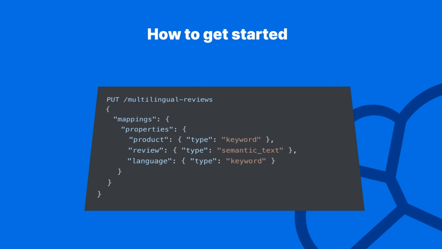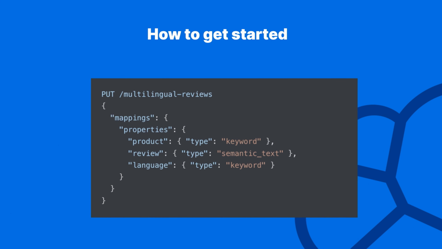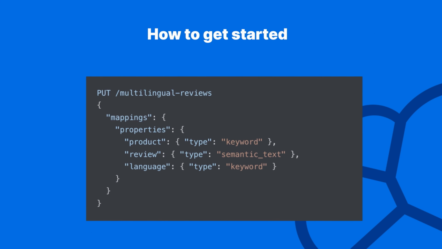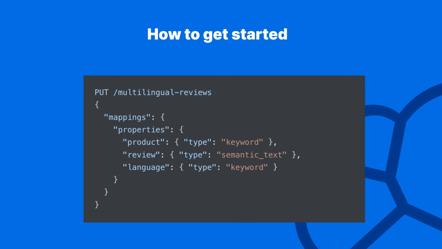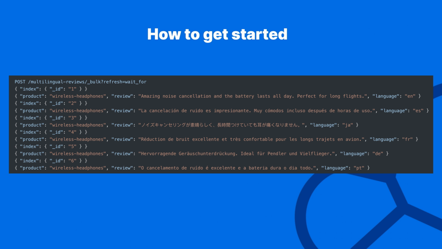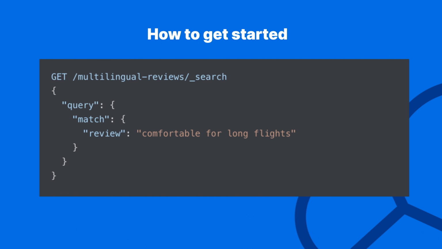Now that sounds like some big changes, but how do we use it? Let's go over an example to help you get started. We'll start by creating an index with this mapping. Notice that the field type for the review property is set to semantic text. Again, what this does is automatically generate embeddings at index time, so you don't need to call an embedding model yourself or manage vectors manually. Next, we'll index a few reviews written in different languages so we can see how the Jina models treat multilingual content. Now let's run a search using an English query.